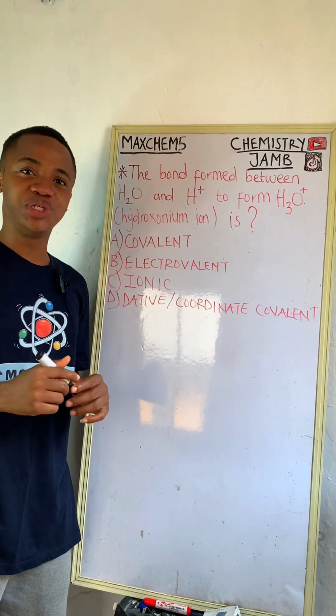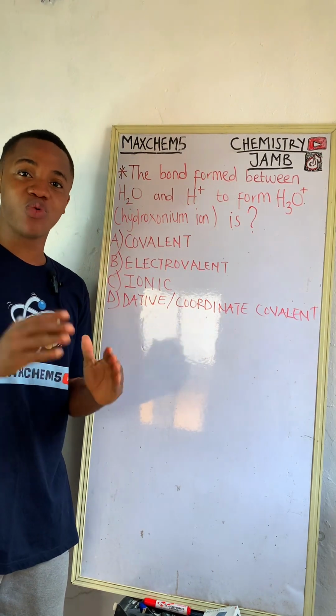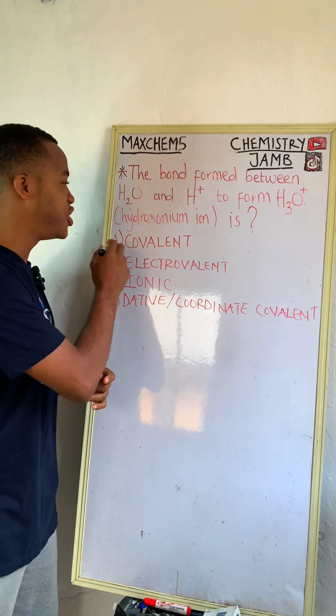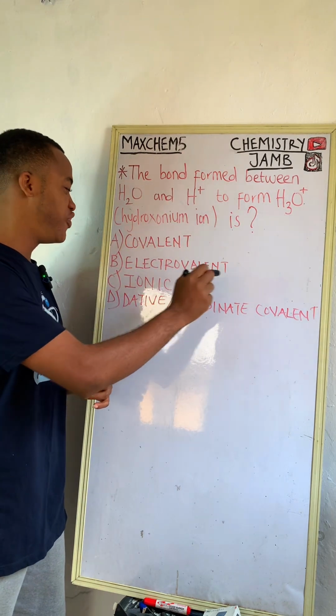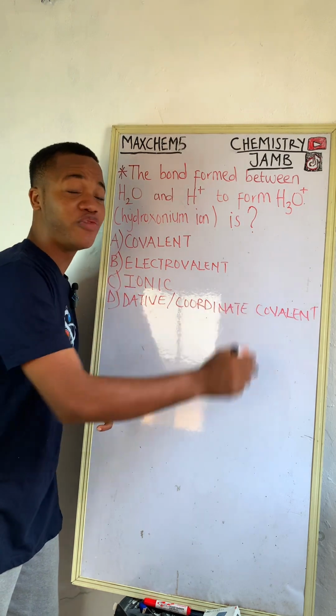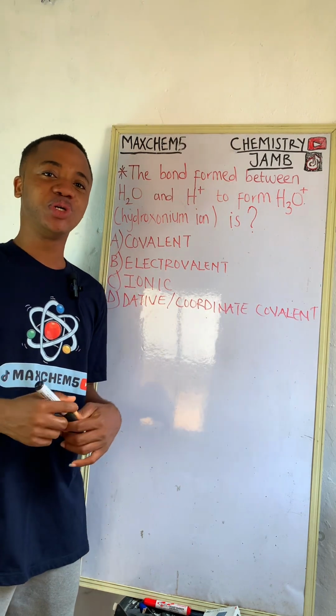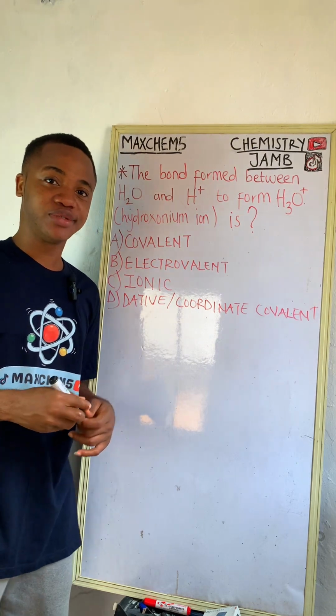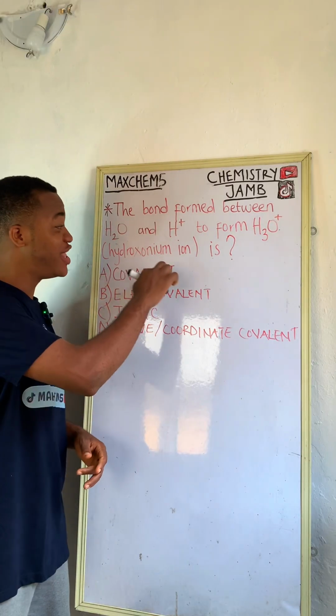This is a very simple question, and this is a chemical bonding question. So you can see the options. We have option A, covalent bond; B, electrovalent bond; C, ionic bond; and option D is dative or coordinate covalent bond. Let's get right into the explanation. Firstly, let us start with covalent bond.